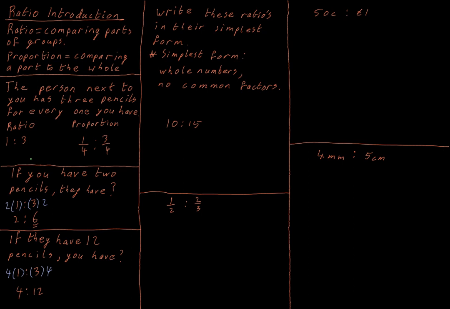So let's put this into practice. What are we effectively looking for then? Well, if we're given a ratio with whole numbers and we're asked to write it in its simplest form, all we have to do is find the highest common factor and divide it out. If there is no highest common factor and we've already got whole numbers, we don't have anything to do. It's already in its simplest form. Well, what is the highest common factor of 10 and 15? It's going to be 5.